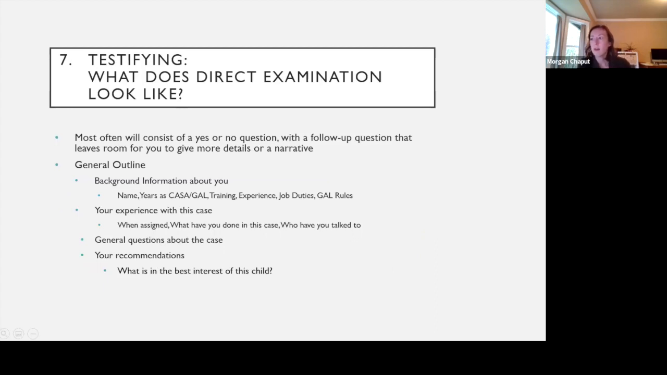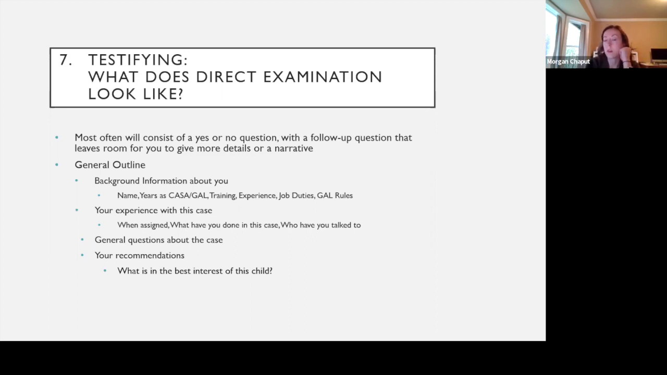Okay, tip number 7, testifying. So now we're talking about direct examination. This is kind of where that outline that I dropped in the chat is going to come in handy. Like I said, it's a sample direct examination that I've put together from a couple of different sources. So the direct examination is when the attorney general is going to be asking you questions, if they're the party that called you as a witness, which most of the time is the case.